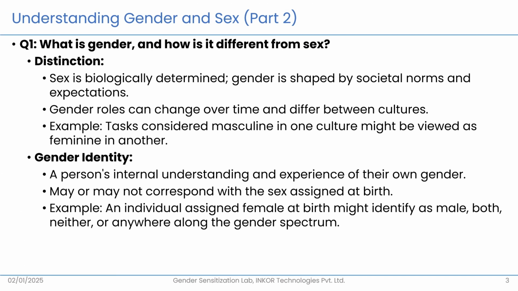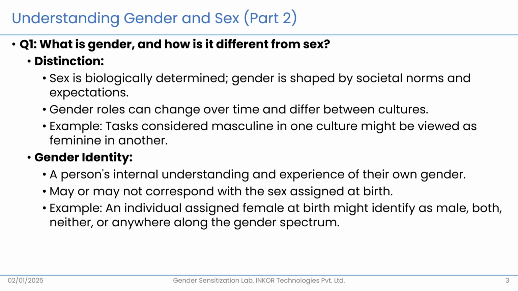Now let's explore the distinction between sex and gender a little further. Sex is something we are born with. It is based on biology. But gender is shaped by society and can be different depending on where you live or what time period you are in. What is considered masculine in one culture may be seen as feminine in another.